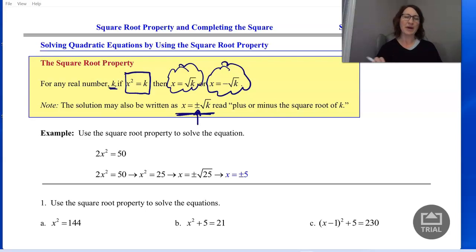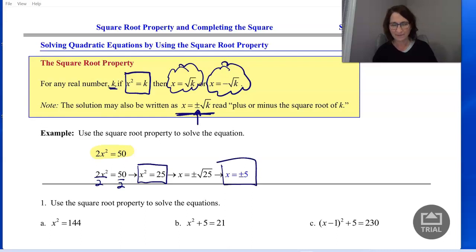To use the square root property to solve this equation, where we've got 2x squared equals 50, we are going to divide both sides of our equation by that coefficient of 2. And so then we're left with x squared is equal to 25. To find all of the x values that could make that a true equation, we look for both the positive and the negative roots of the square root of 25, and that's how we get x is equal to plus or minus 5.